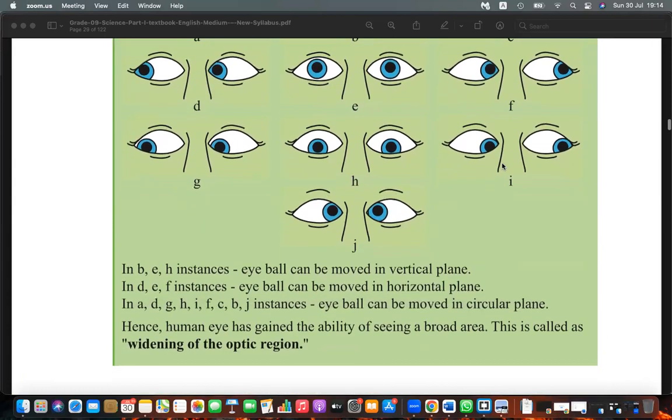All these are possible and move in circular planes. Hence human eye has gained ability to see broad area. This is called widening of optical region.